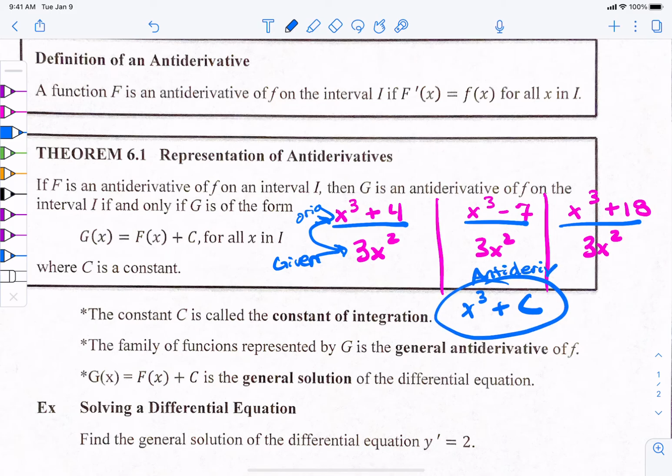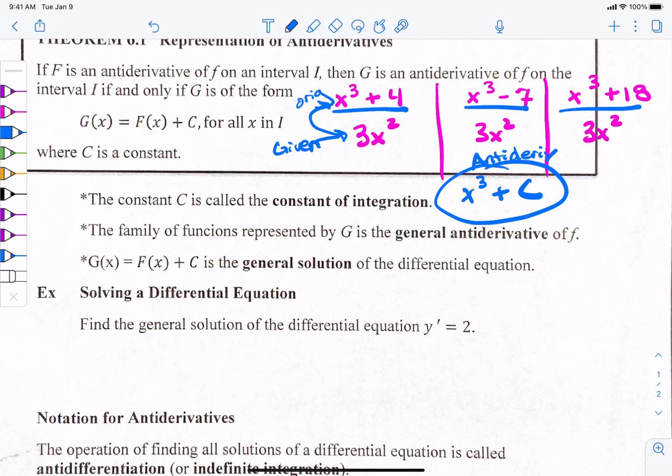When we get back to the original function, we have to put that plus c on the end there because taking the derivative of a constant makes it go away. So when we're going back the other direction, we have to put a constant on the end. We won't know what that number is unless they give us more specifications about it, which we'll talk about later. But x to the third plus c is my antiderivative. Does that make sense?